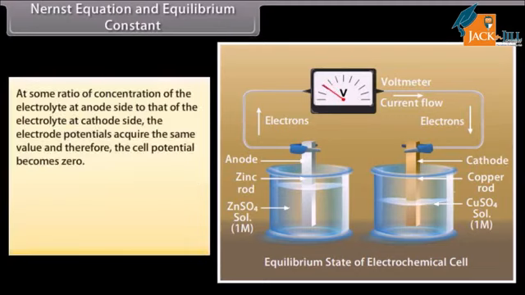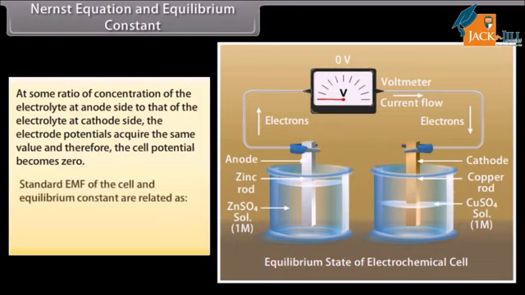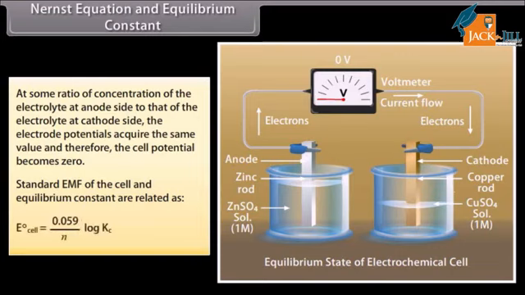Ultimately, at some ratio of concentration of the electrolyte at the anode side to that of the electrolyte at the cathode side, the electrode potentials acquire the same value, and therefore the cell potential becomes zero. At this stage, the electrochemical cell stops working and the cell is in a state of equilibrium. By knowing the standard EMF of the cell, the equilibrium constant for the cell reaction can be calculated as E naught cell is equal to 0.059 upon n log Kc.